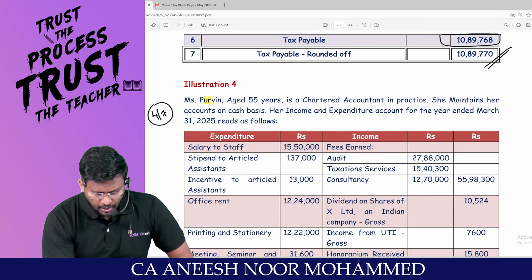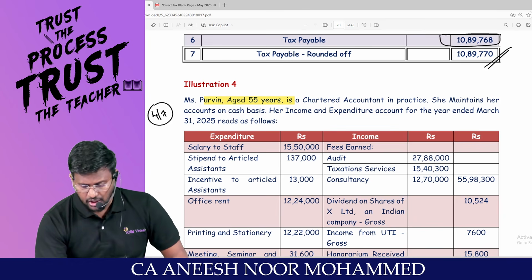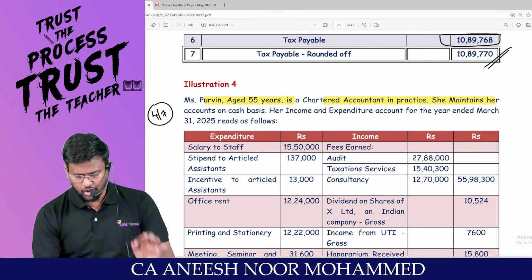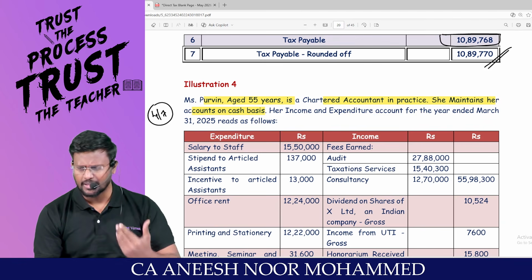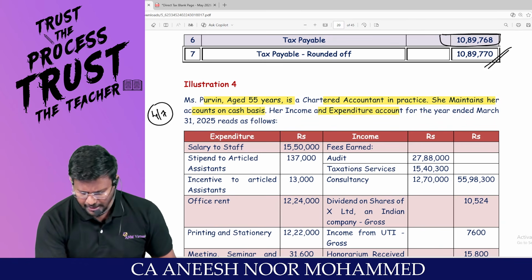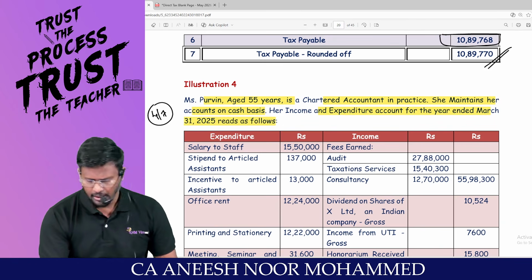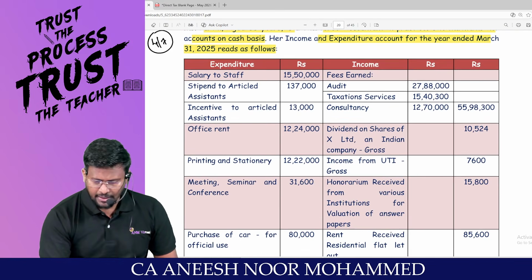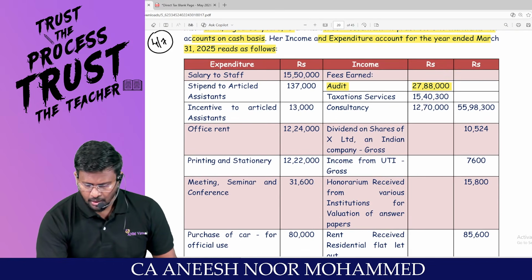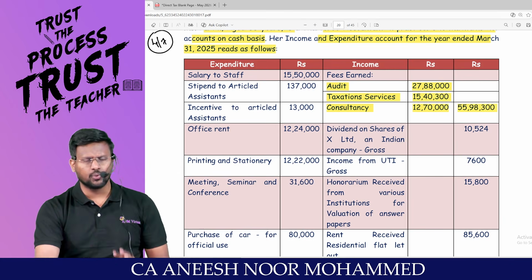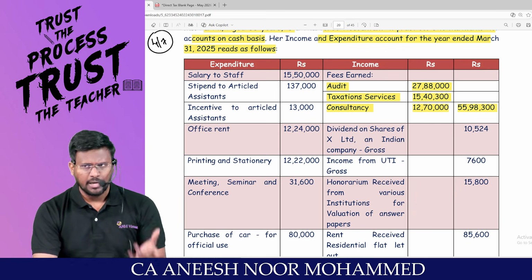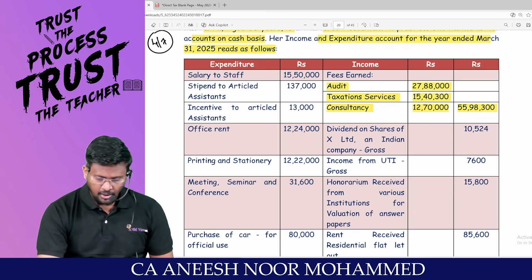Miss Parvin, aged 55 years, is a chartered accountant in practice. She maintains her accounts on cash basis, as we already know what to do with cash basis. Her income and expenditure account for the year ended 31st March reads as follows. Audit fee has been given. Taxation service has been given. Consultancy has been given. The gross receipts exceed 50 lakh. That means we have to take care of only the normal route, nothing to talk about the presumptive.